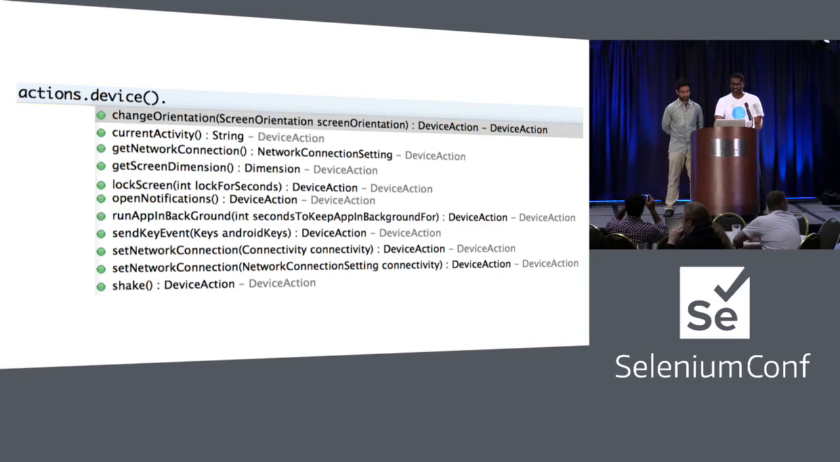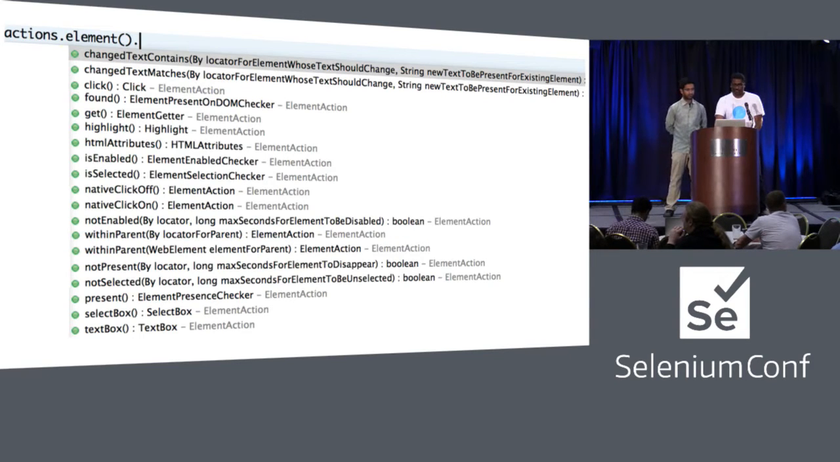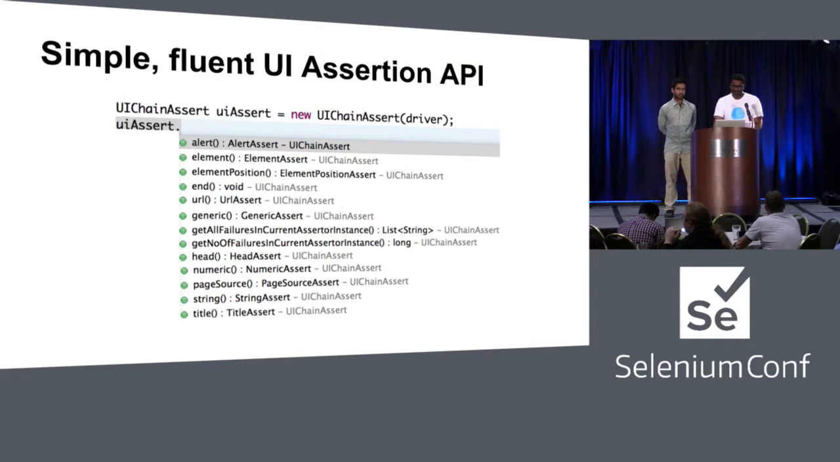So that's for the elements. We could do several things, including within parents, and it will all take in Bys and web elements as well. Wherever it takes Bys, we could control polling. There's a default polling setup, and then we could also change it based on the needs.